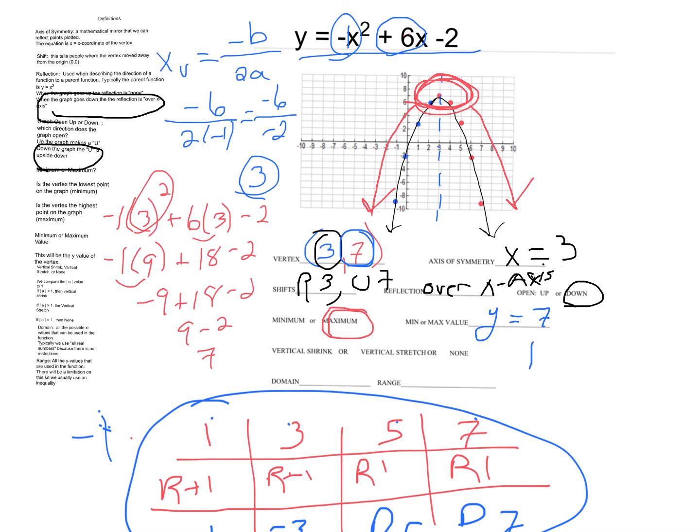Now, shrink, stretch, or neither. Now again, remember, we take the absolute value of the a and compare it to 1. Now again, my a value is -1.